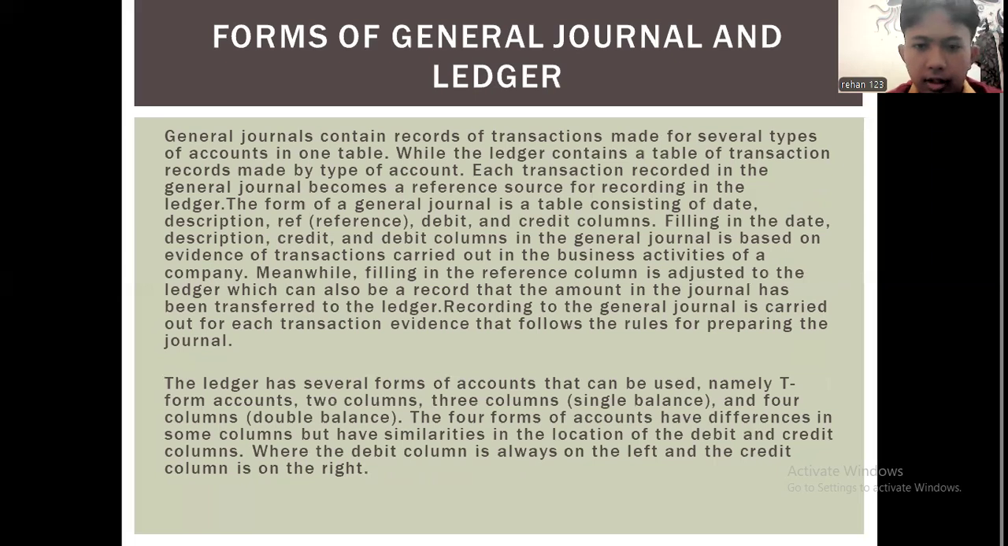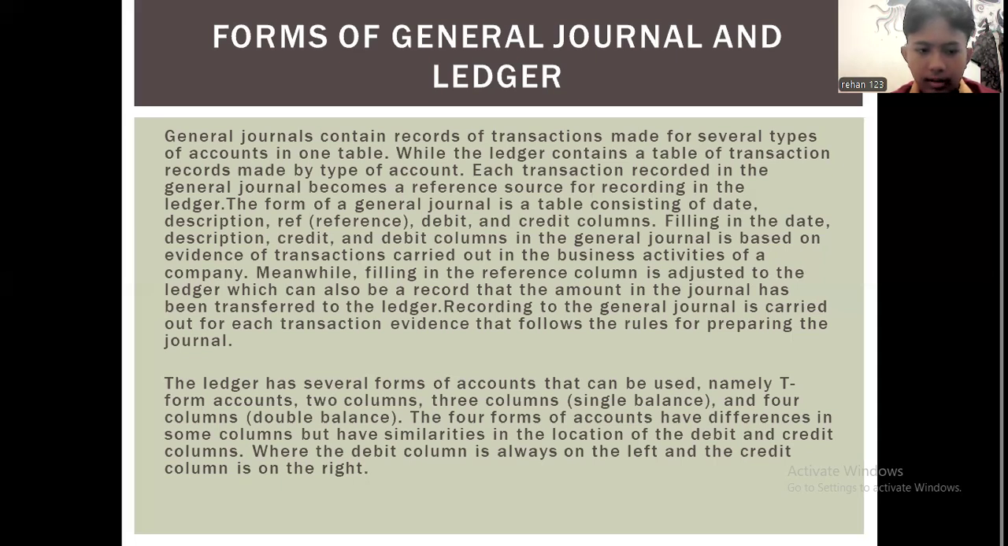Form of General Journal and Ledger. The general journal contains records of transactions made for several types of accounts in one table, while the ledger contains a table of transaction records made by type of account. Each transaction record in the general journal becomes a reference source of recording in the ledger. The form of a general journal is a table consisting of date, description, ref, debit, and credit columns.